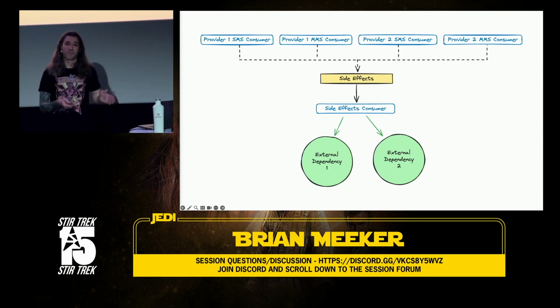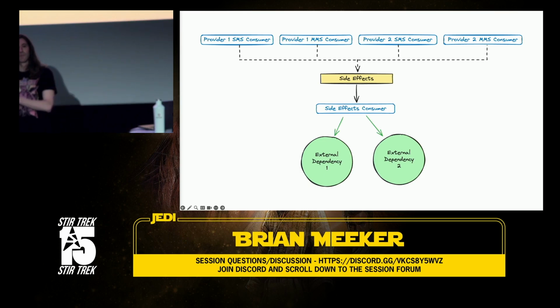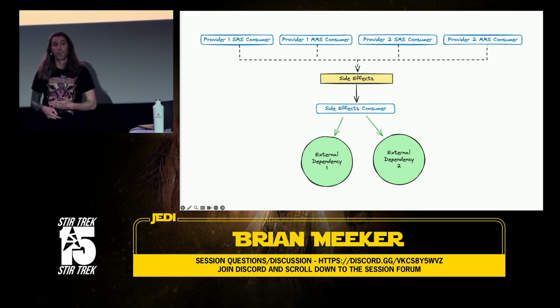This is for resiliency. If one third-party integration is down, it shouldn't be blocking other ones, and it would allow us to apply separate rate limits if necessary for those integrations as well.